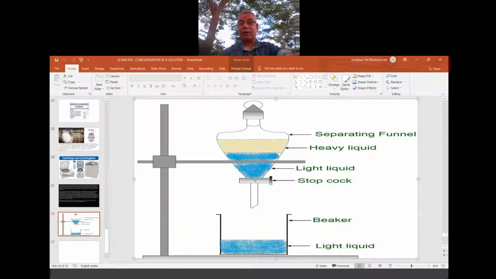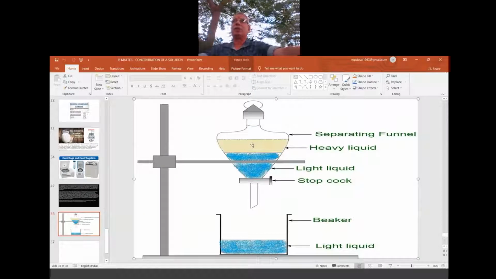What happens? The lower, heavy liquid flows down and collects at the bottom, and the upper, lighter liquid remains in the separating funnel only. Okay, so in this way, we can separate the two immiscible liquids by using the separating funnel, and the technique or the method is known as decantation.